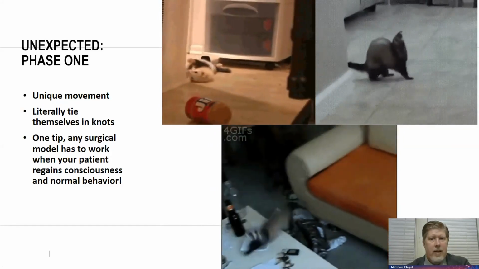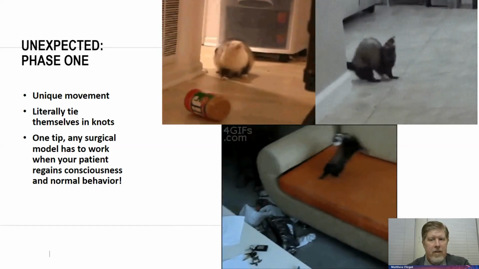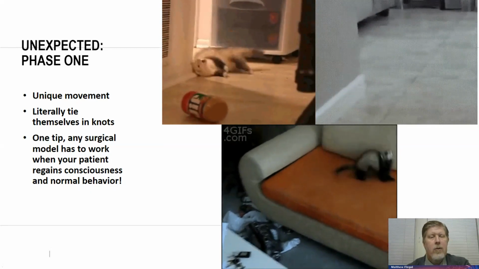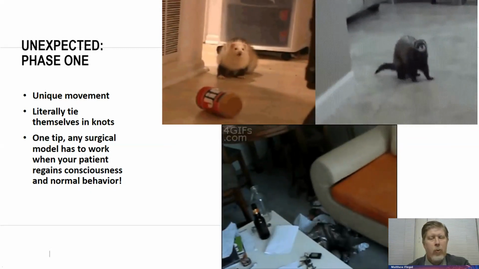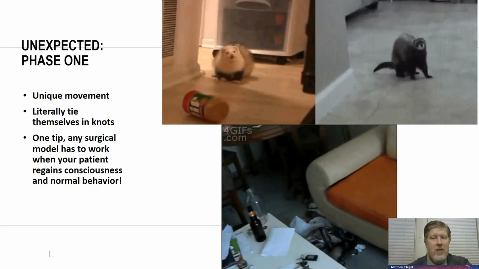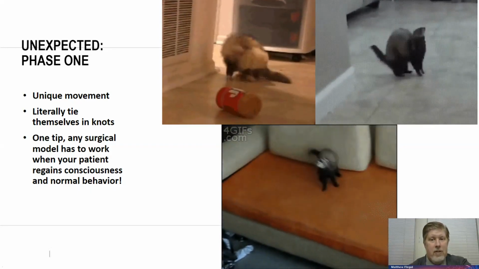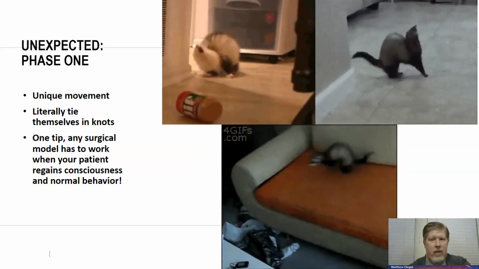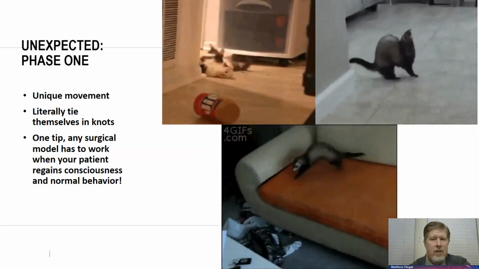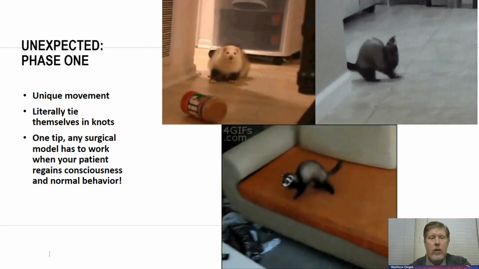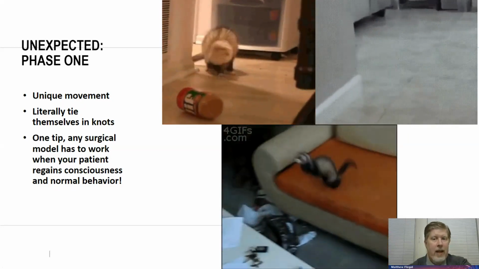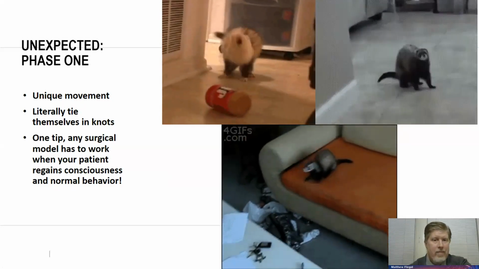However, first thing to keep in mind with these types of animals is whatever you do, whatever model you create, it has to work for them when they're doing normal movement. And we picked the animal that ties itself into knots, literally ties itself into knots, turns its torso 360 degrees around from the hips. So a lot of movement. So everything we put in there had to be able to hold up to animals that move like this.